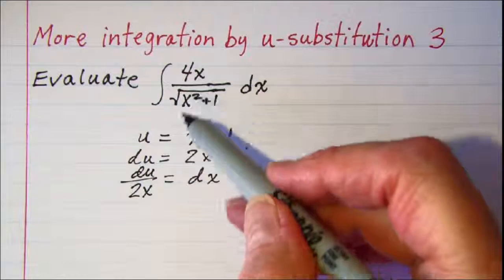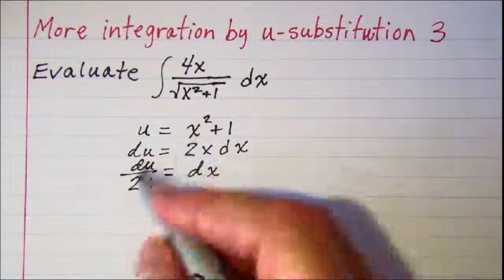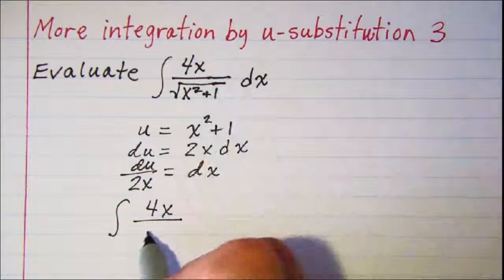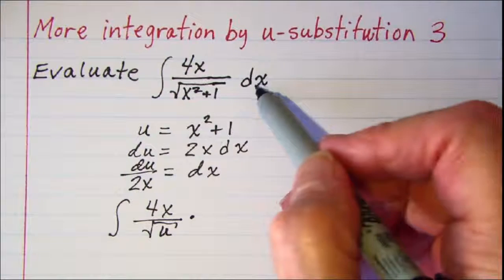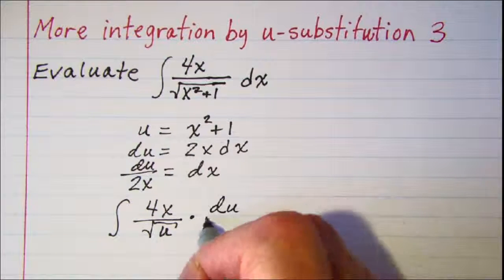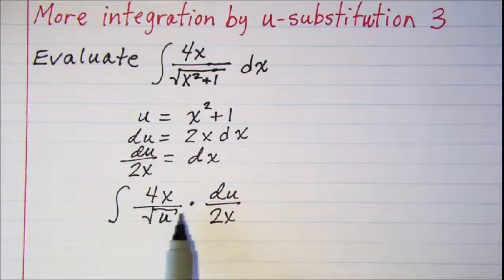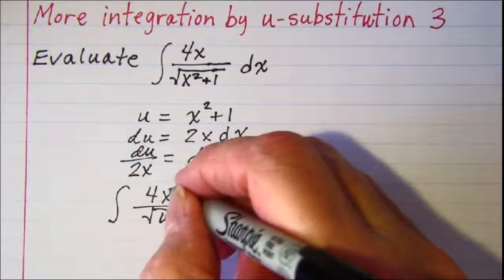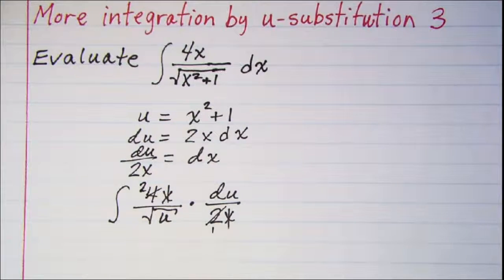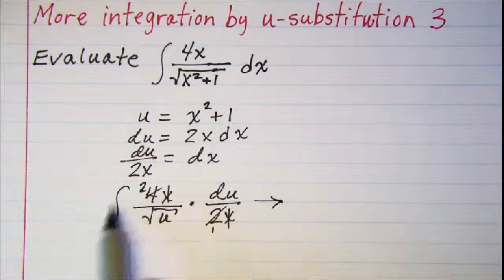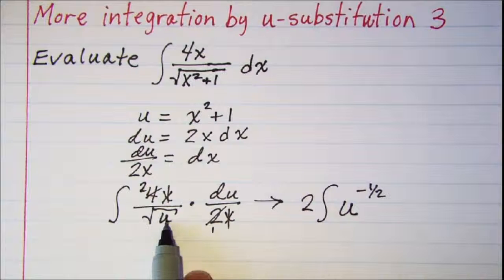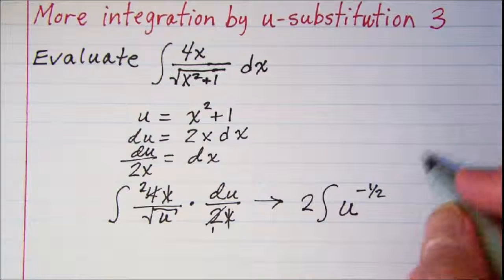Then when we sub in for our problem, we have the integral of 4x, and on the bottom we have the square root of u. And then in place of dx, we need to put in du over 2x. And like I said, that's just one way to tackle this problem. You can see that our x's are going to cancel out, and then this 2 cancels one of the 2 factors here in that term. So that gives me, I'll pull this 2 out in front, so 2 times the integral of u to the negative 1/2. That's just the square root of u written with an exponent, and then du.